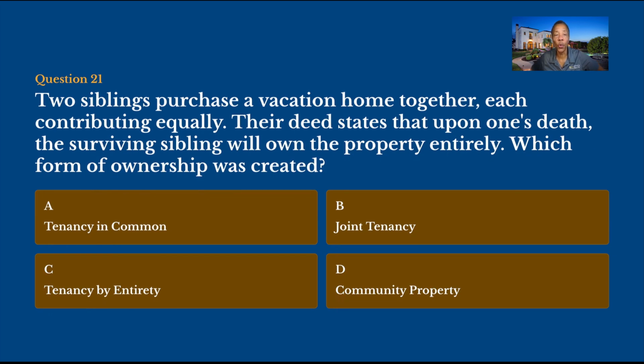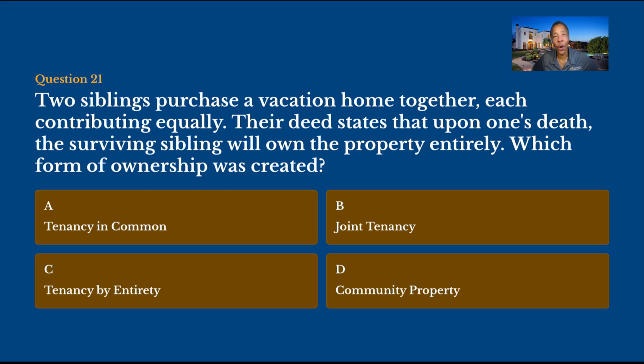Question 21, two siblings purchase a vacation home together, each contributing equally. Their deed states that upon one's death, the surviving sibling will own the property entirely. Which form of ownership was created? A, tenants in common. B, joint tenancy. C, tenants by the entirety. Or D, community property. Well, what are your clues here?